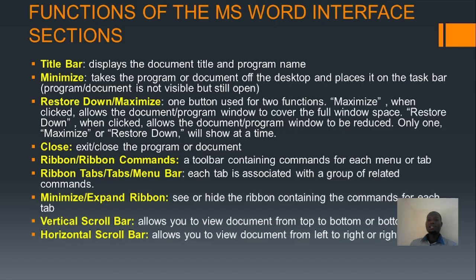And when you click it again, we call it restore down, which allows the document or program window to be reduced. Only one of maximize and restore down will show at a time. It is very important that at every time only one, maximize or restore down, will show, right?